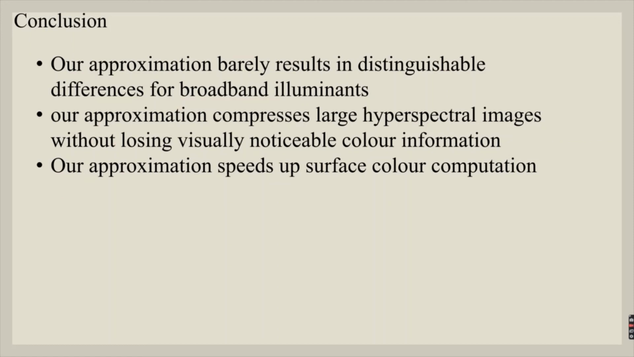As a result, we can say that the approximated rendering can be used to precisely and reliably specify colors of object surfaces in the natural environment, but we still can't use it on the artificial illuminants. However, we need also to do the experiment in a lab setting under controlled condition to see if we get the same results. And also, our approximation compresses large hyperspectral images without losing visually noticeable color information. And finally, it speeds up surface color computation.